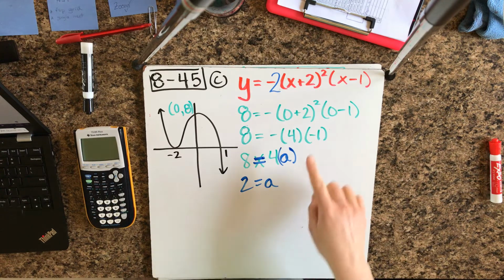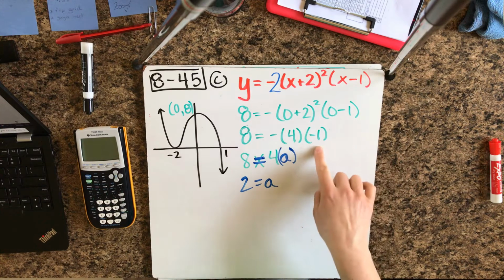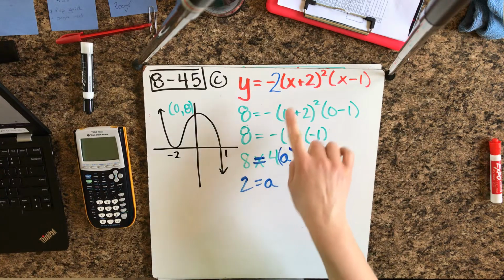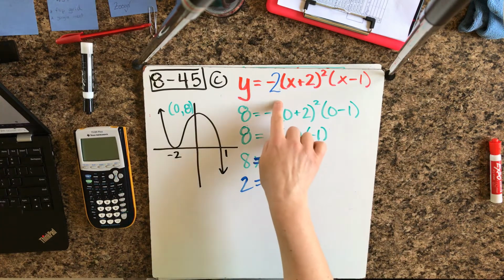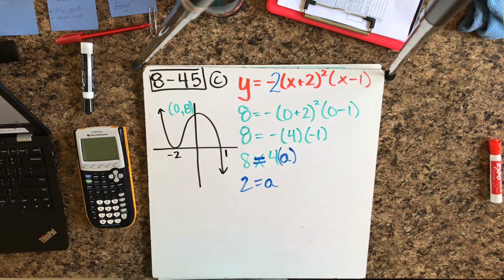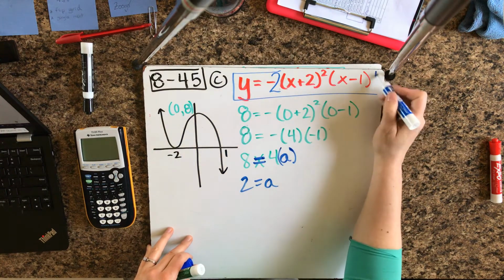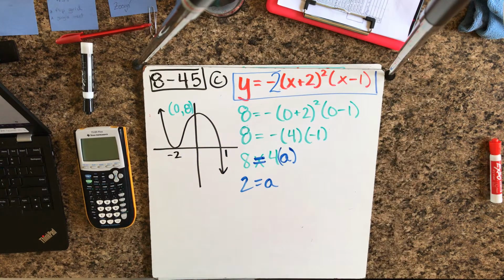Now, let's check and see what happened here. 0, 0, that's negative. Yeah, we're going to talk about the negative and the 2 later. But this equation now, y equals negative 2 times the quantity x plus 2 squared times x minus 1, is the correct exact equation that matches up with this. So, one new step today.